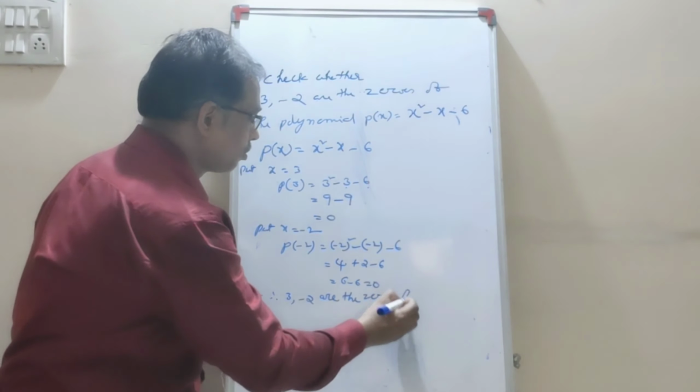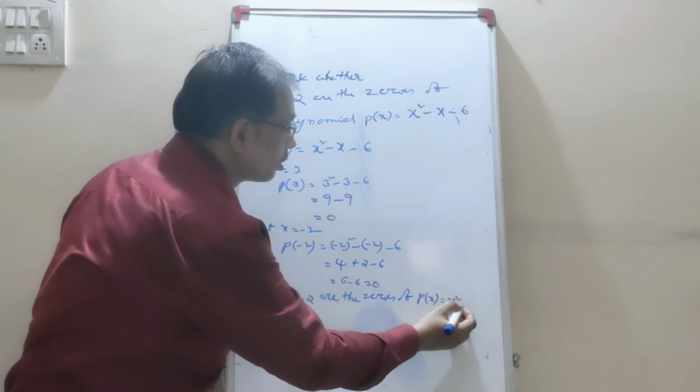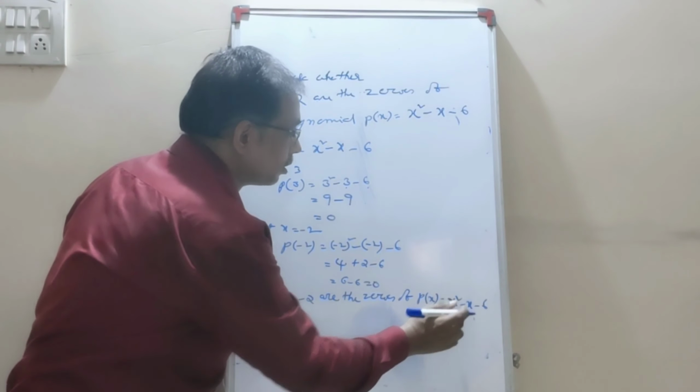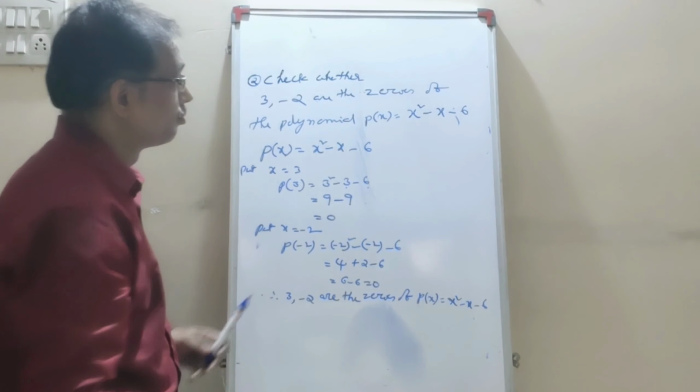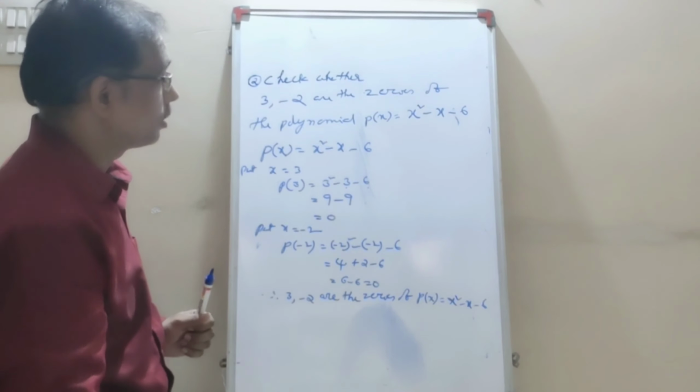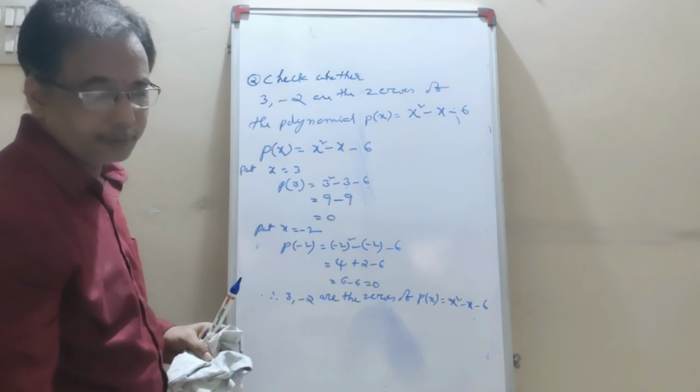zeros of p of x, that is x square minus x minus 6. So like this, let us check whether the given zeros are zeros of the given polynomial or not. So like this they will ask, and one more type also they will ask.